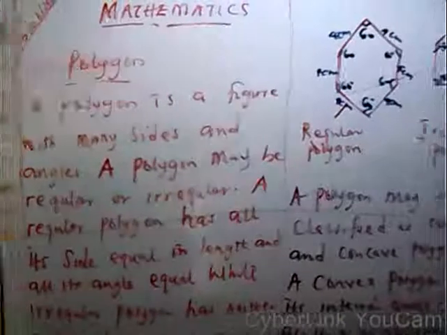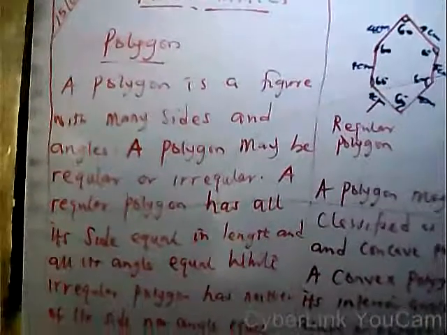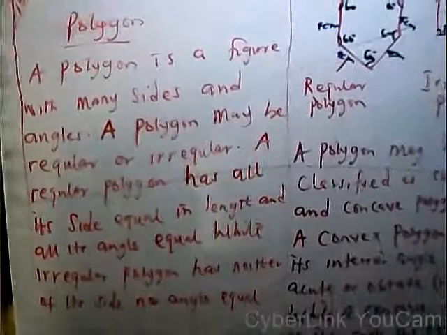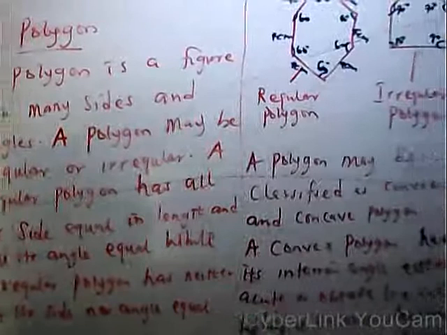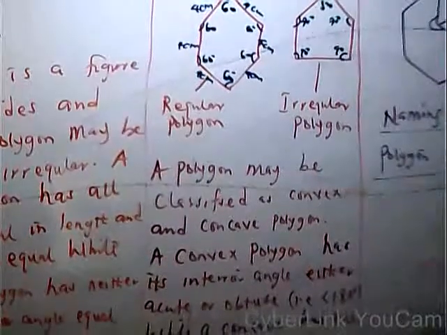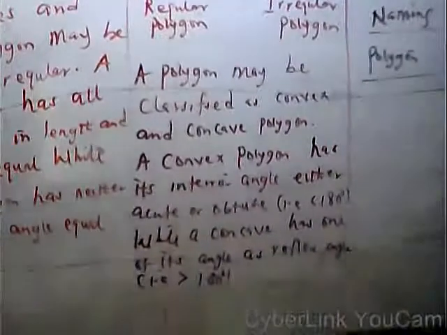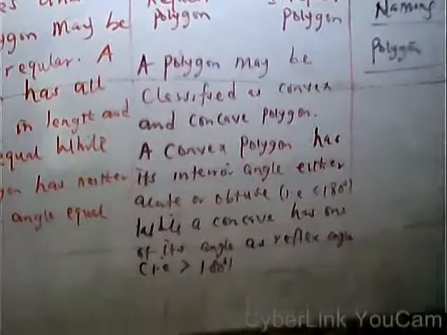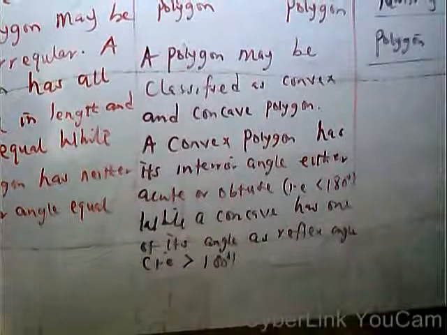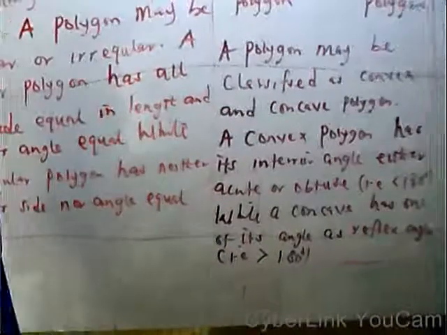Also, a polygon can be classified as convex or concave. For a convex polygon, the interior angles are either acute or obtuse. An acute angle is less than 90 degrees, while an obtuse angle is less than 180 degrees. So in all, if the angles of a polygon are less than 180 degrees, then we say that such a polygon is a convex polygon.